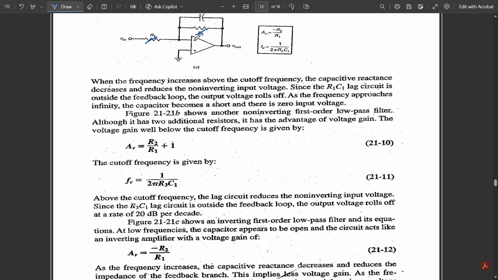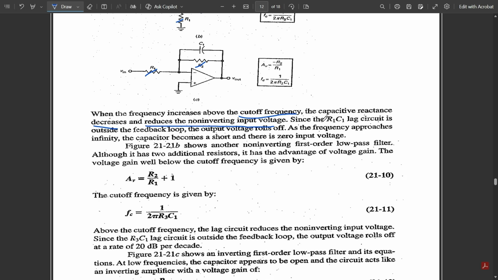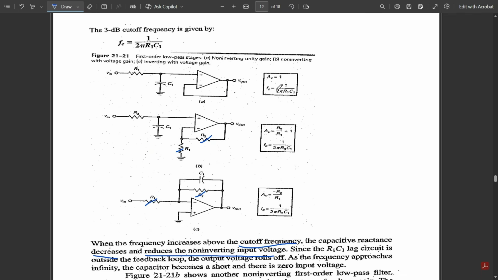So now if you compare these three circuits, we have some conclusions that we'll discuss now. When the frequency increases above the cutoff frequency, the capacitive reactance decreases and reduces the non-inverting input voltage. Here in this case, when the value of frequency increases, the value of RC decreases, because they are reciprocal to each other, because FC is 1 divided by 2 pi RC, right?